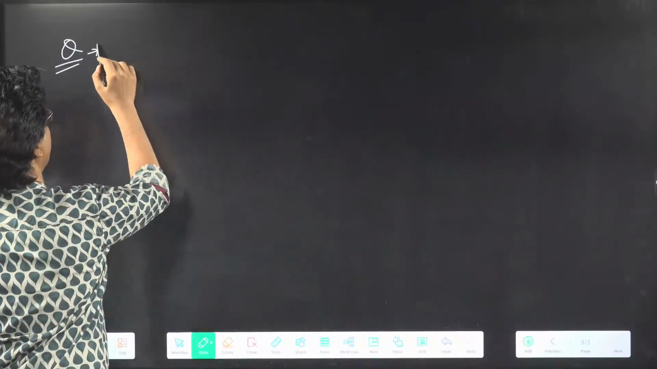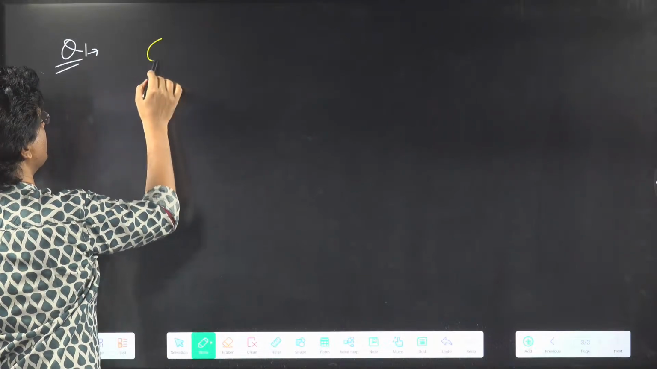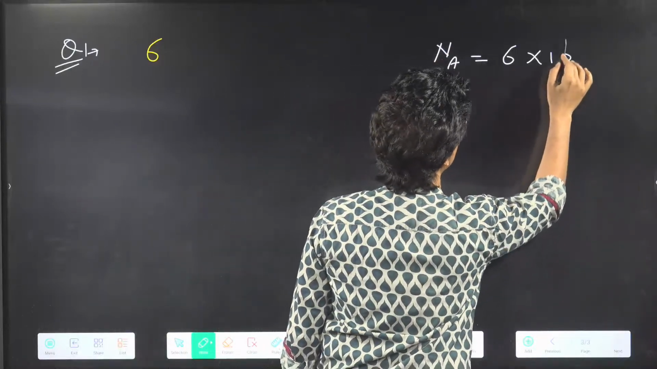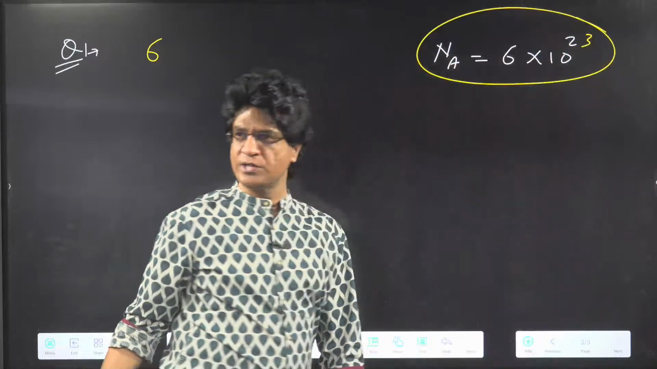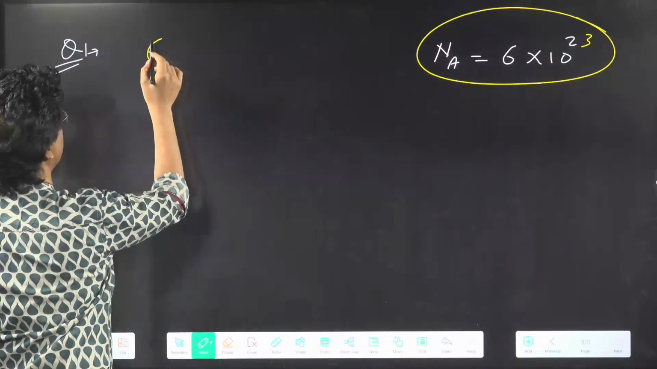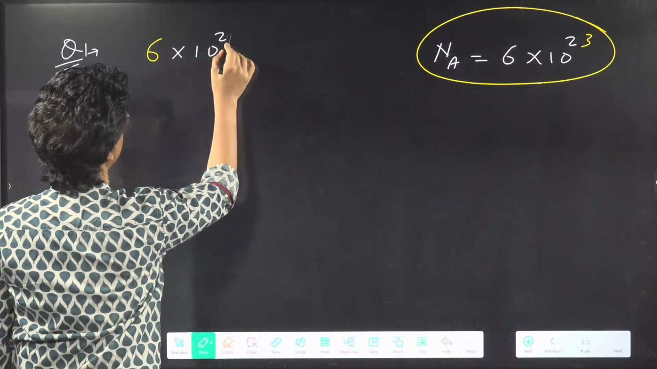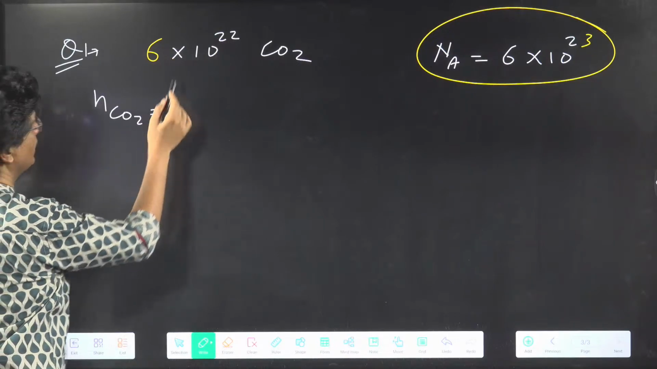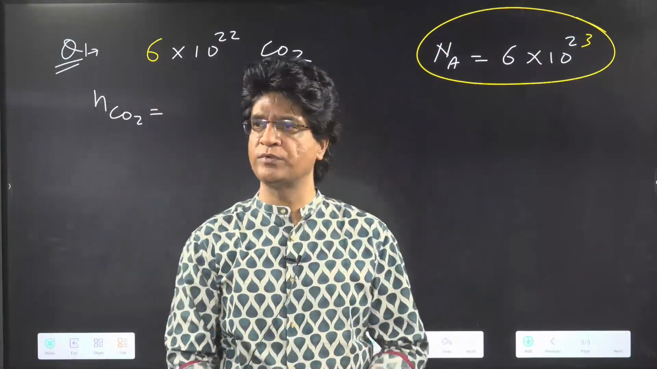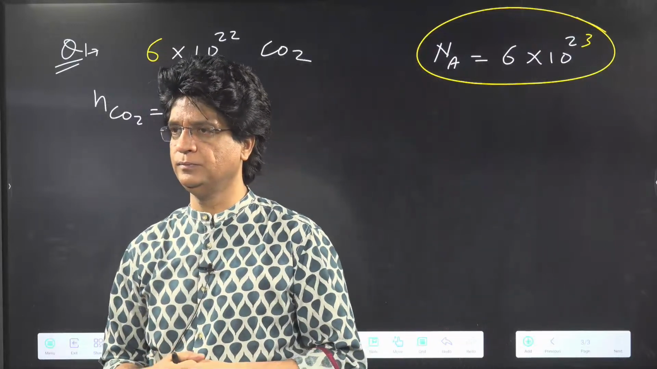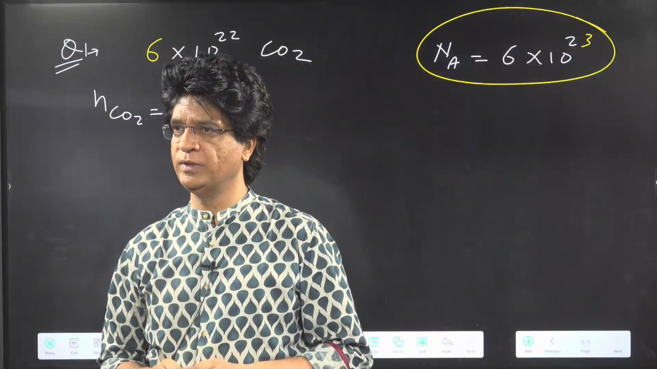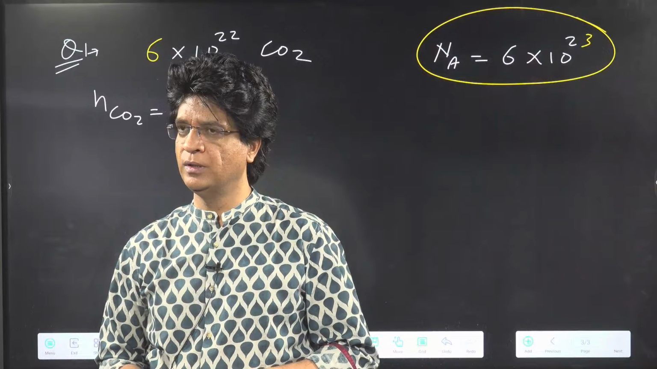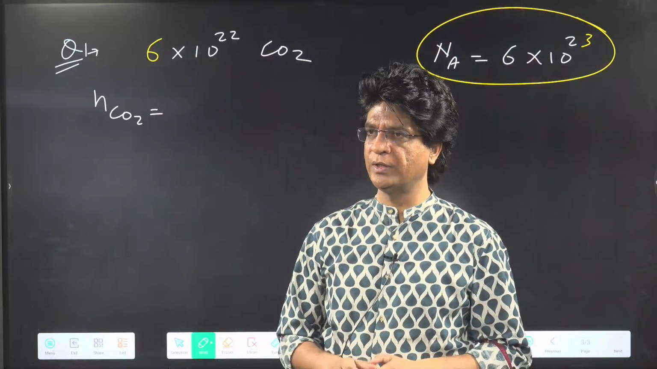Question number 1 for this category: I'm assuming that Avogadro's number is approximately 6 into 10 to the power of 23. So do your calculations accordingly. I'm giving you 6 into 10 to the power of 22 CO2 molecules. You have to find out the number of moles of CO2 in these many molecules. Come on. Be careful with that. Be very careful, Royal. Siddharth, Lakshmi, be careful. These are the areas where you have to develop some command.